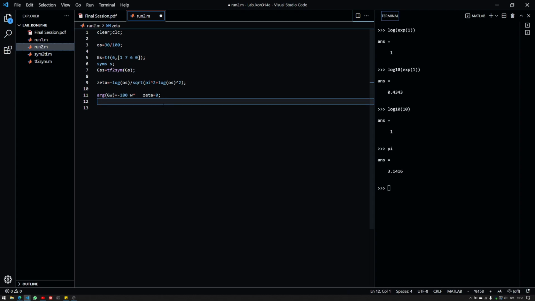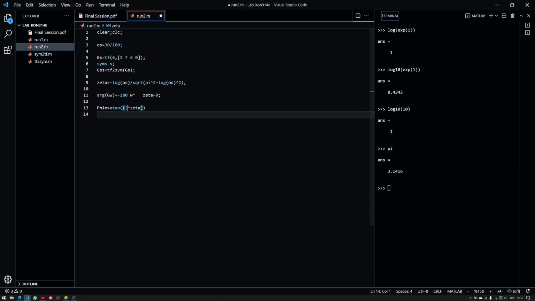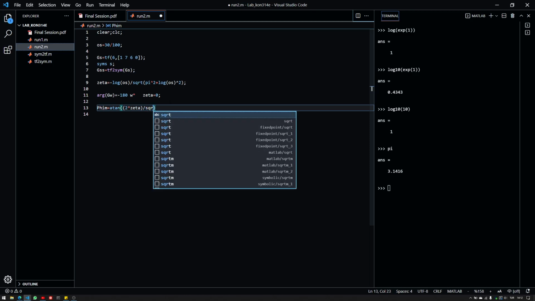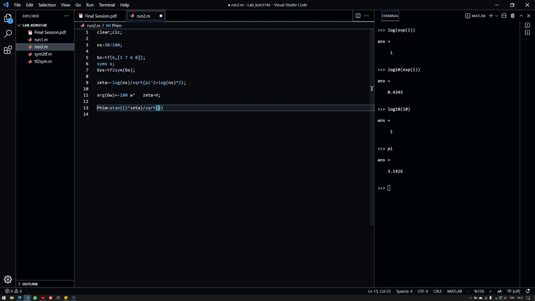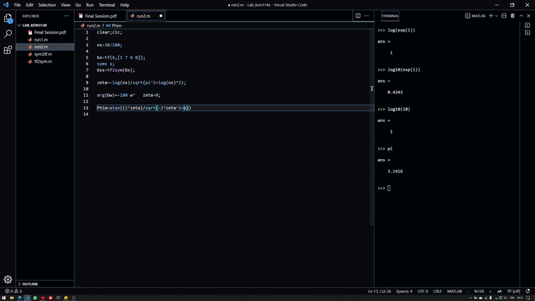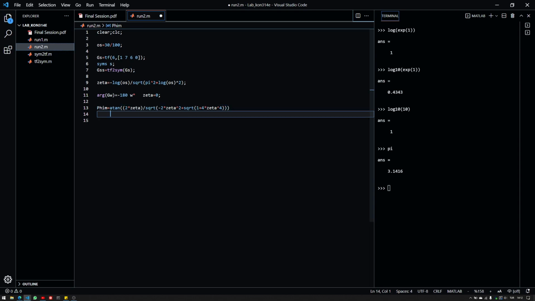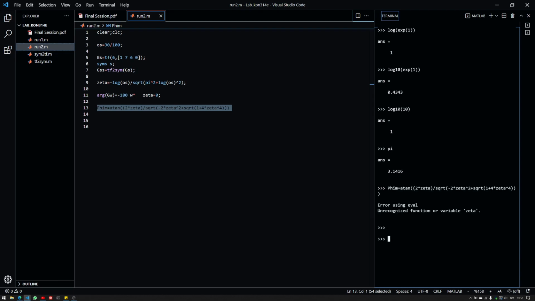Therefore we need a phase margin, phi m. The way to determine this is a bit tricky, but you will have this formula available, so don't be scared of this. It is atan of 2 zeta divided by the square root of minus 2 times zeta squared plus another square root of 1 plus 4 times zeta to the power 4. This seems a bit odd, but there's this relation that we have here.